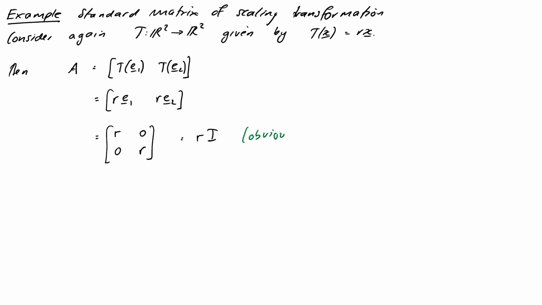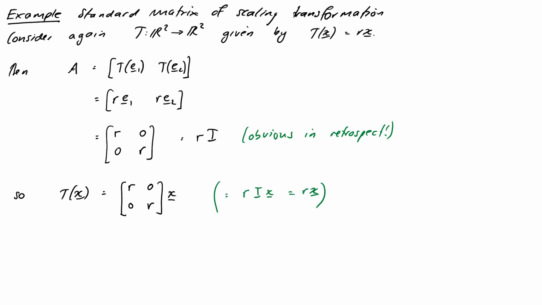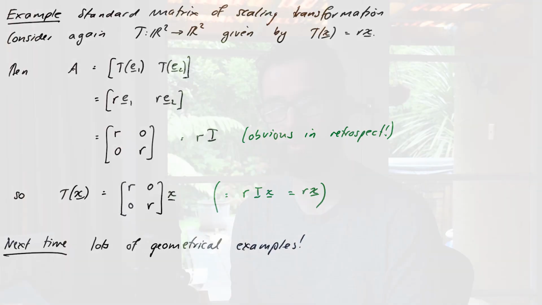So that means our matrix of the transformation is r times I, and T of x can therefore be written as T of x equals A times x, where the matrix A is rI. Now maybe this is quite obvious if you think about it in retrospect. So what we'll do next time is we'll show that many interesting geometrical transformations are linear transformations, and we'll spend some time playing with these and finding their standard matrices.